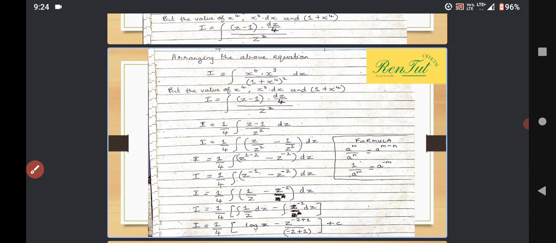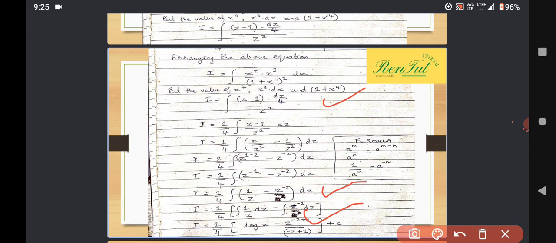So moving forward, what we need to do is that this dz divided by 4, the 1 divided by 4 has to be taken outside the integration sign. So 1 divided by 4 is taken outside the integration sign, and the integration of what is remaining, z minus 1 into dz divided by z square.